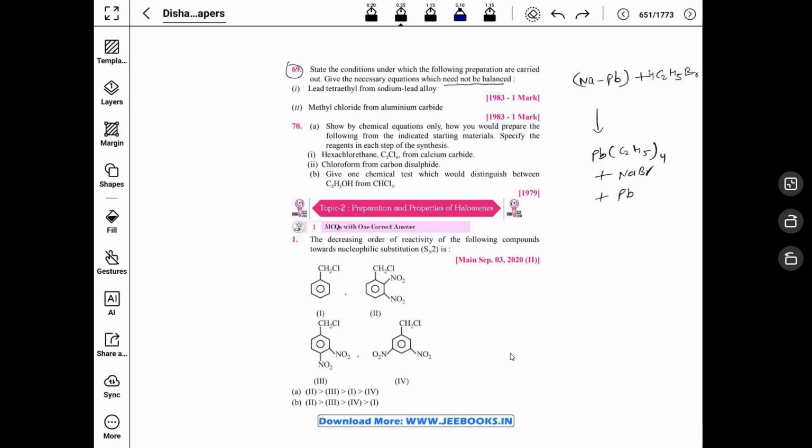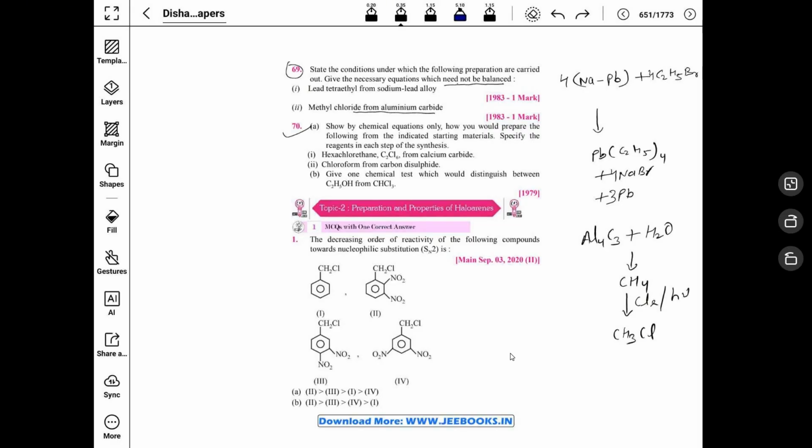So we don't need to balance. But if you want to balance, then you can put 4 here, this will be 4, and lead will be 3. Okay, now methyl chloride from aluminum carbide. So this is the structure of aluminum carbide. Aluminum carbide on hydrolysis gives methane gas, and then you can do chlorination in the presence of light to get methyl chloride.